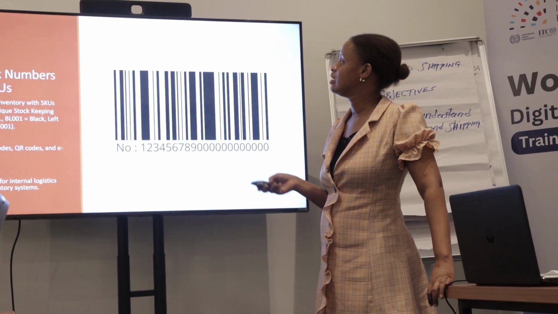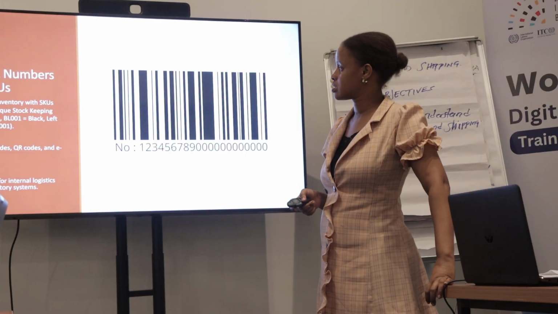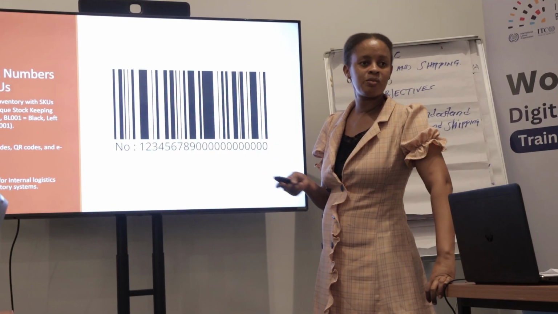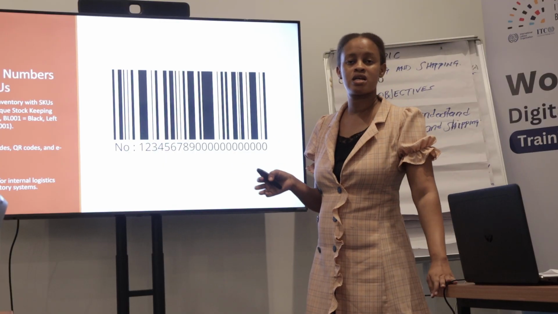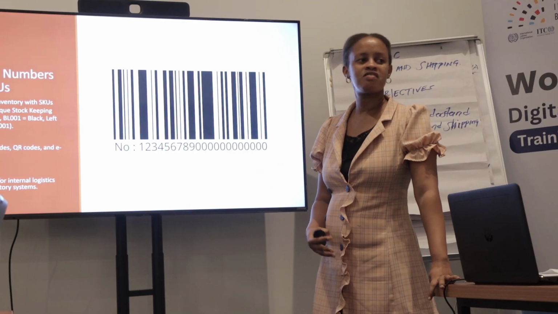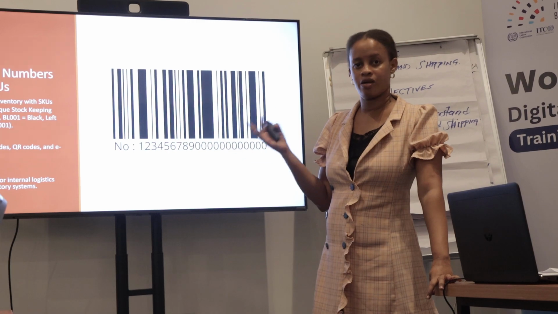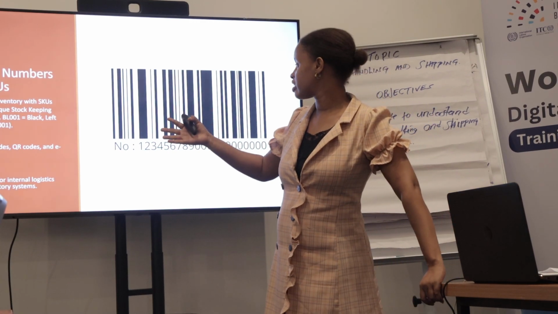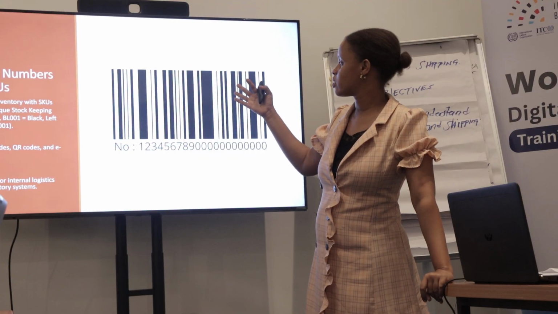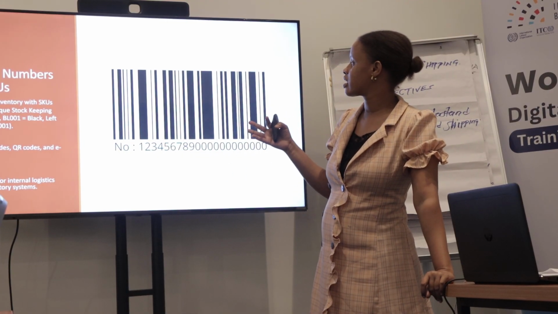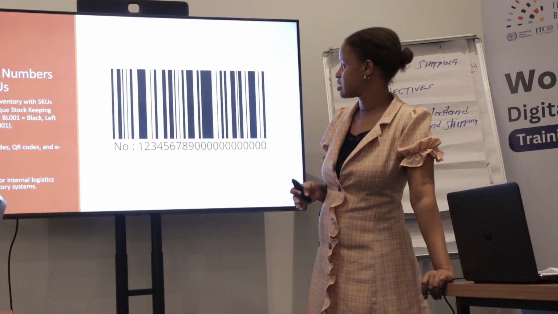Okay, another one: stock numbers and SKUs. A stock number is a unique number that you give to your product, especially when you have so many products. A shop like Naivas has these SKUs so that they can track their products, like you track inventory with SKUs, which are assigned unique stock keeping units.